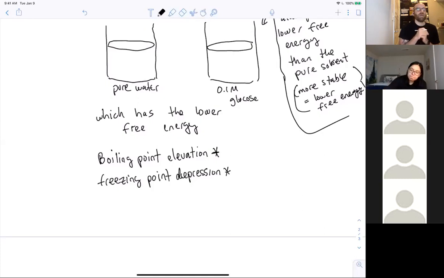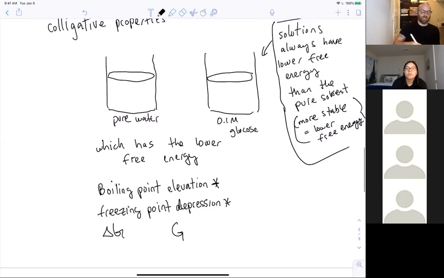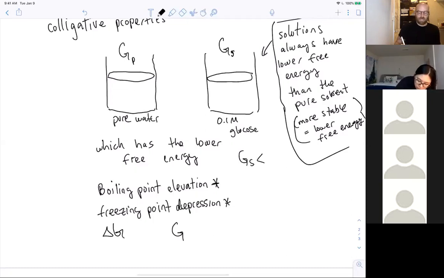It's hard, but I can see where the confusion is coming in. Usually when we talk about free energy, we're talking about delta G. Here I'm talking not about delta G, but just G. So I'm saying G of pure water, I'll put a little P down here for that, and I'm comparing that to G of the solution. And I'm saying that G solution is less than whatever the pure solvent is.